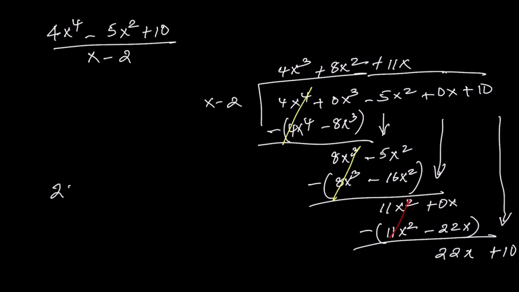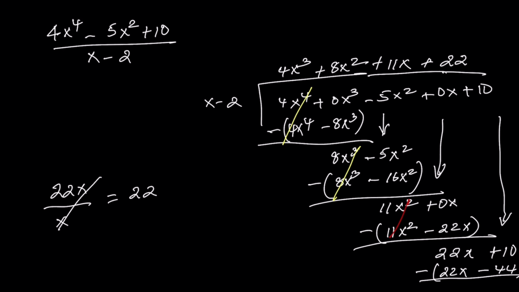Now divide 22x by x, giving 22. Before multiplying, place a negative sign in front of the parentheses. Multiply 22 by x minus 2, giving 22x minus 44. Subtract. 10 minus negative 44 becomes positive 54.